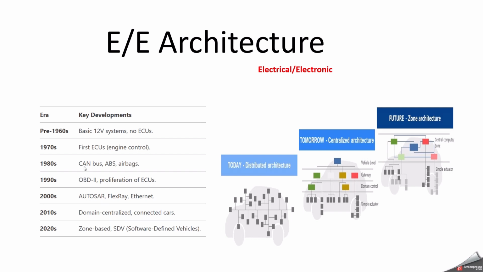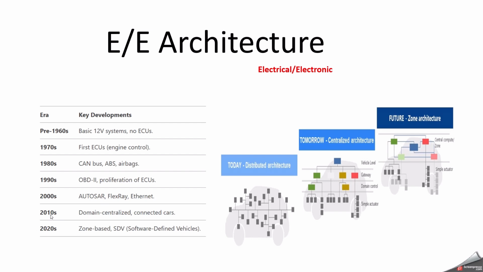In the 1980s, we started to use the CAN bus, specifically for communication from one ECU to another ECU. Around 2000, we started to use AUTOSAR because the number of ECUs had increased, and at that time the industry was looking to standardize the software. For that purpose, AUTOSAR was introduced.